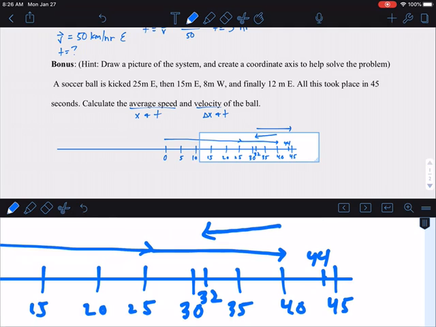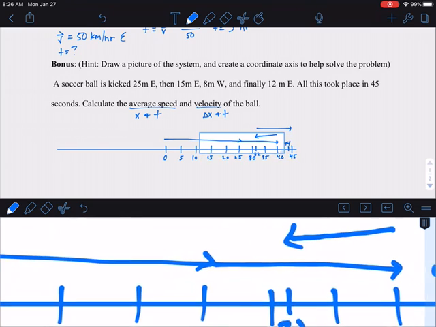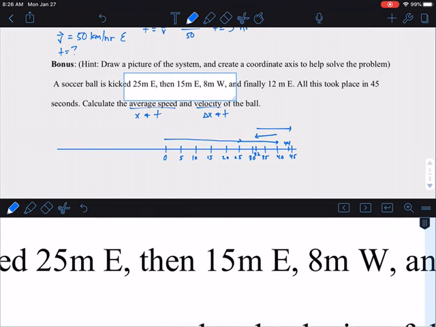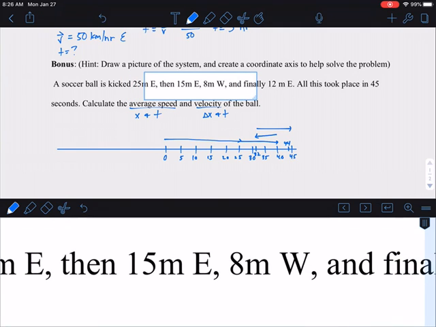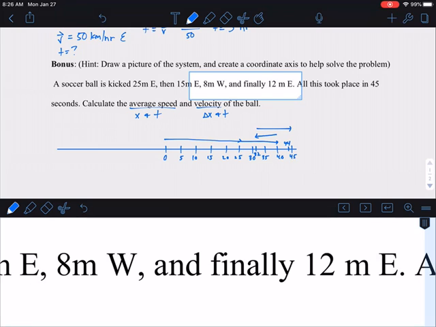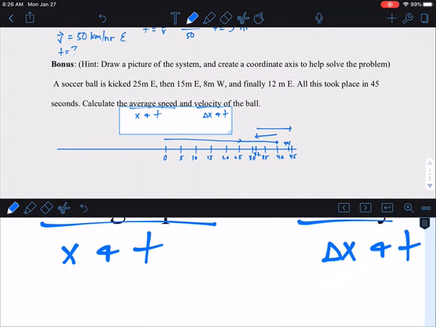All right, so next thing is to figure out, okay, what is the total distance? Well, total distance doesn't care about direction, so we just need to add them all up. So 25 plus 15 is 40. Plus 8 is 48, plus 12 is 60. So our x in this case is 60 meters. Time, which was given to us as 45 seconds.